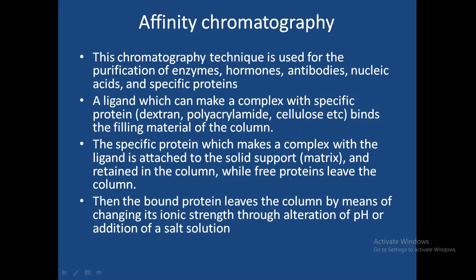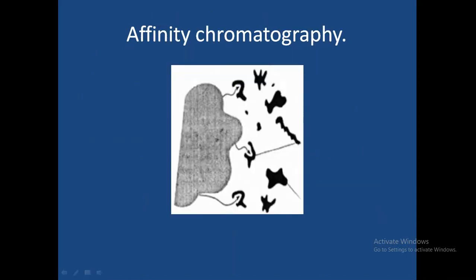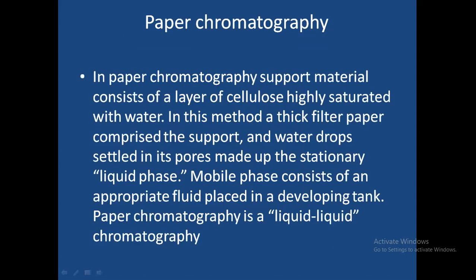Then the bound proteins leave the column by means of changing the ionic strength, through alteration of pH or addition of a salt solution. So by changing the ionic strength and the pH of the medium, it is possible for us to isolate or separate the bound proteins one by one from the column. And this is a diagram showing affinity chromatography, how the protein molecules have an affinity towards binding with the ligand filled in the column.